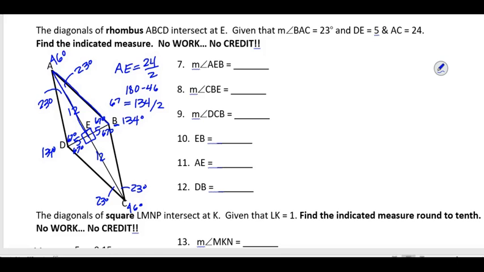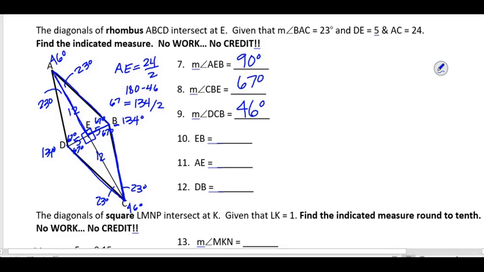So it says AEB. AEB is this angle right here. That's 90 degrees because our diagonals are perpendicular. CBE. CBE is that angle right there, so that's 67 degrees. Then we have DCB. DCB is that whole angle down there, so that's 46 degrees.